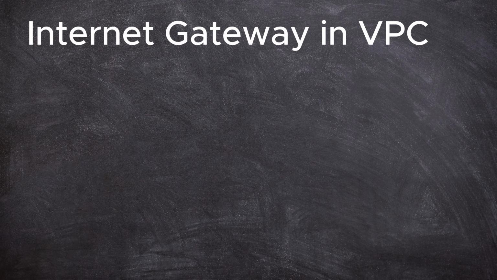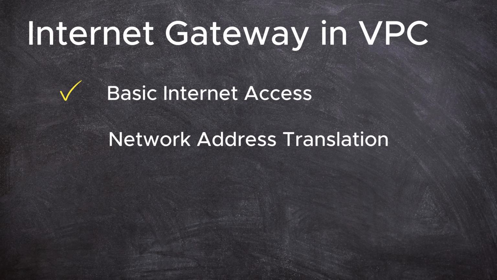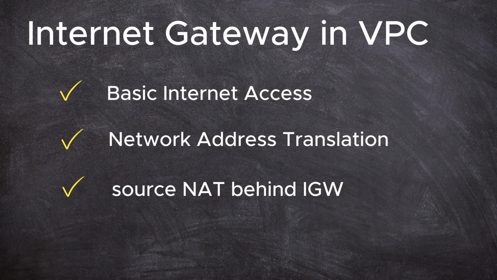It's important to note that the internet gateway provides our VPC, our virtual data center, with internet connectivity. And also this is where all the network address translation takes place, meaning all the workloads inside our virtual private data center will traverse the internet gateway to reach the internet, and they will be source NATed behind the internet gateway because the internet gateway has a public IP address.